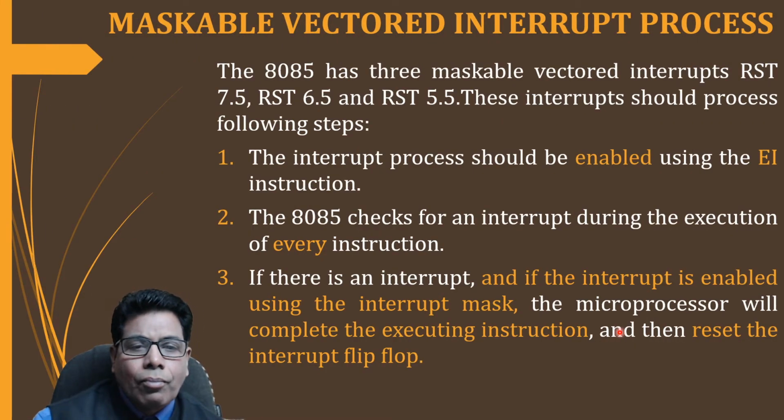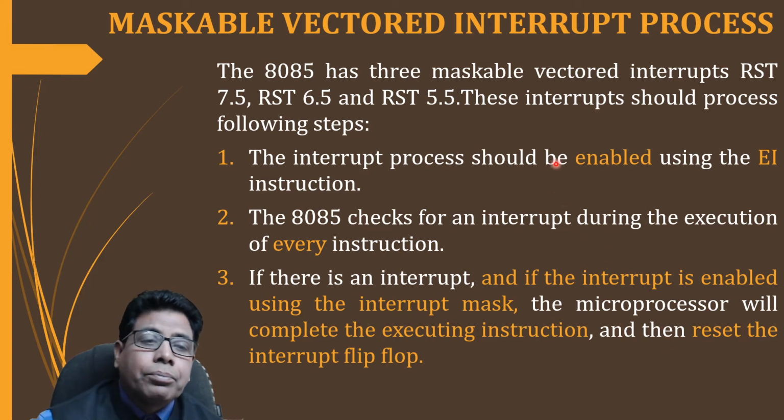Here, as we have already said, there are 4 vectored interrupts: TRAP, RST 7.5, 6.5 and 5.5. Out of these, TRAP is non-maskable, it cannot be masked, and generally it is used for emergency conditions such as power failure. The other 3 interrupts are maskable vectored interrupts. They can be masked, and the processing of these interrupts is carried out with the help of these steps.